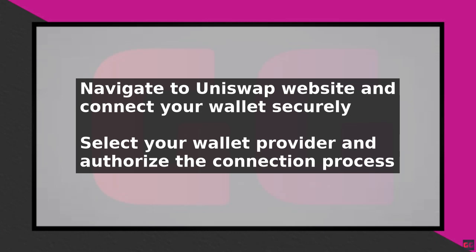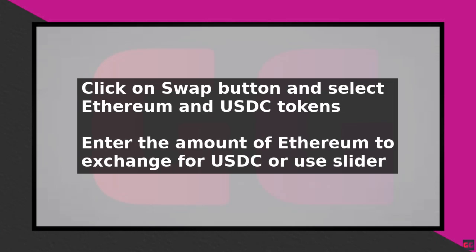In the swap window, select Ethereum as the token you want to swap from and USDC as the token you want to swap to. Enter the amount of Ethereum you want to exchange for USDC, or use the slider to adjust the amount. Before confirming the transaction, review the details of the swap, including the exchange rate, the amount of USDC you will receive, and the transaction fees.